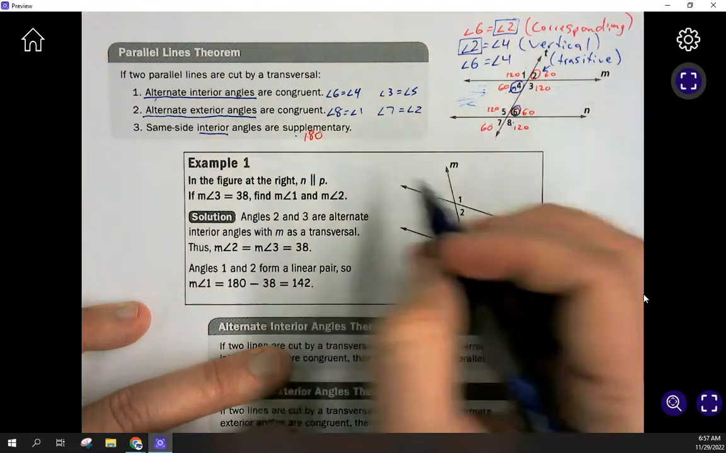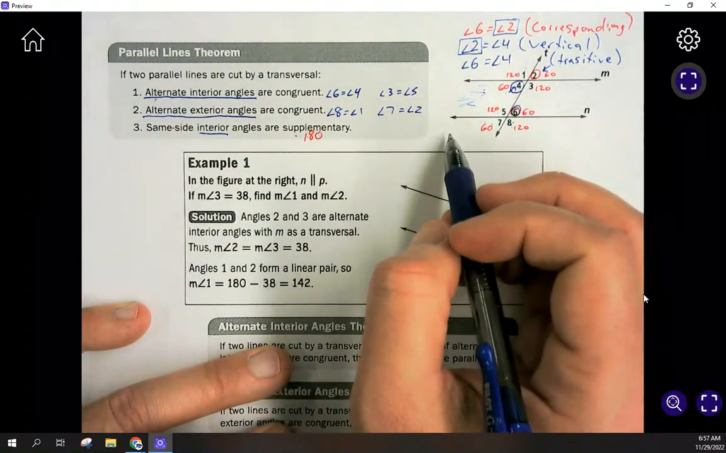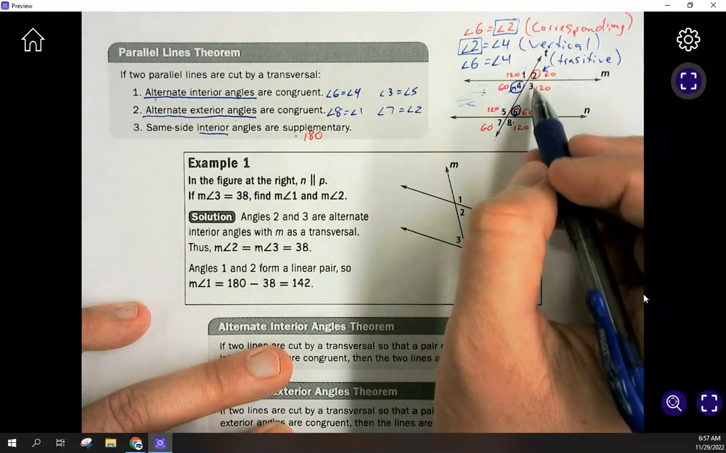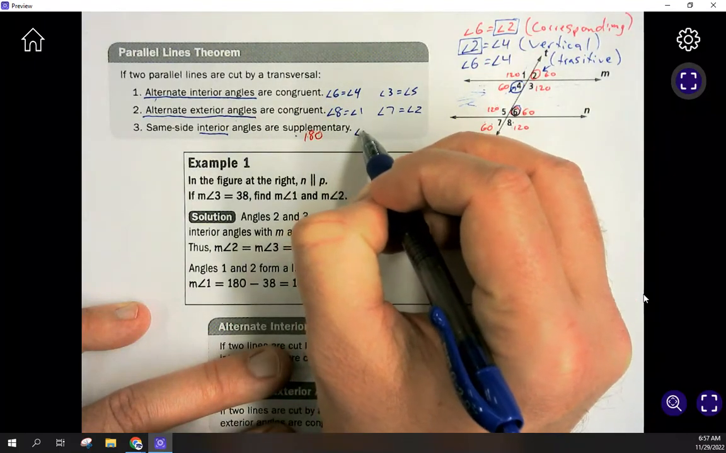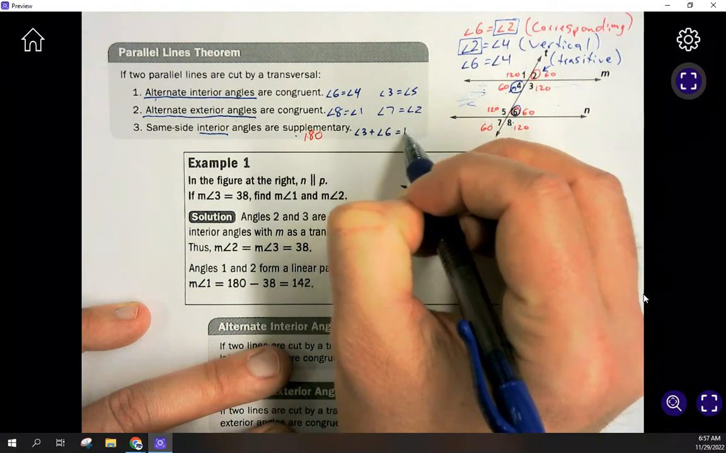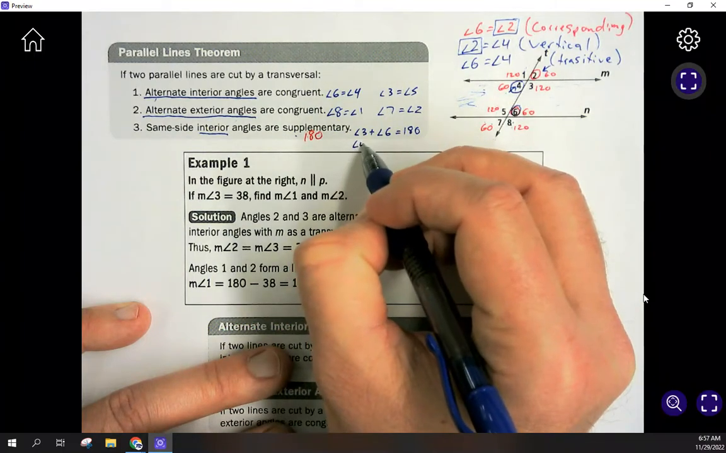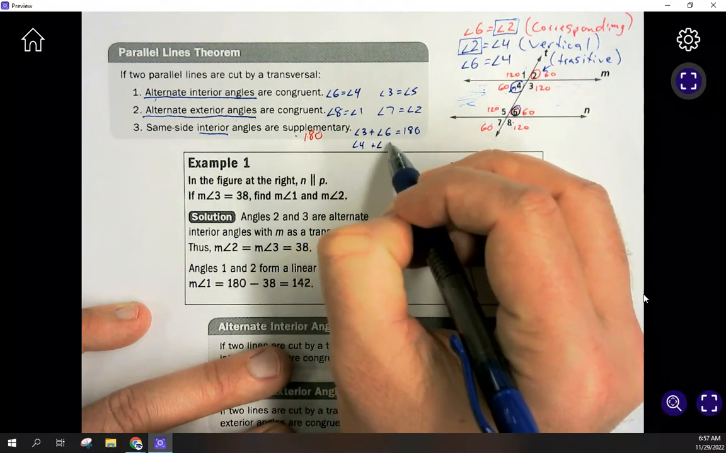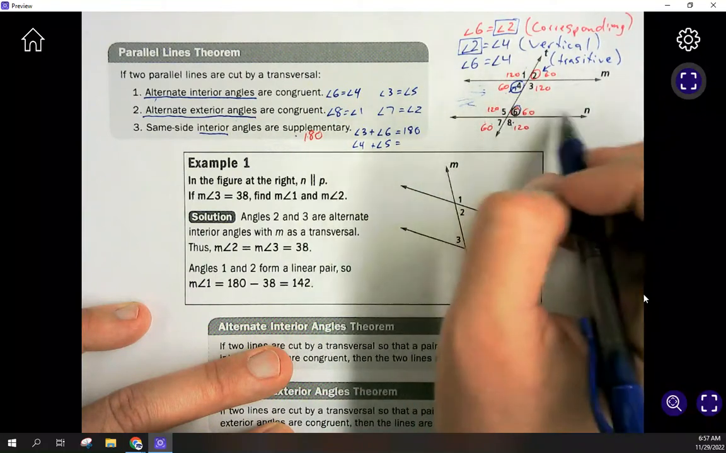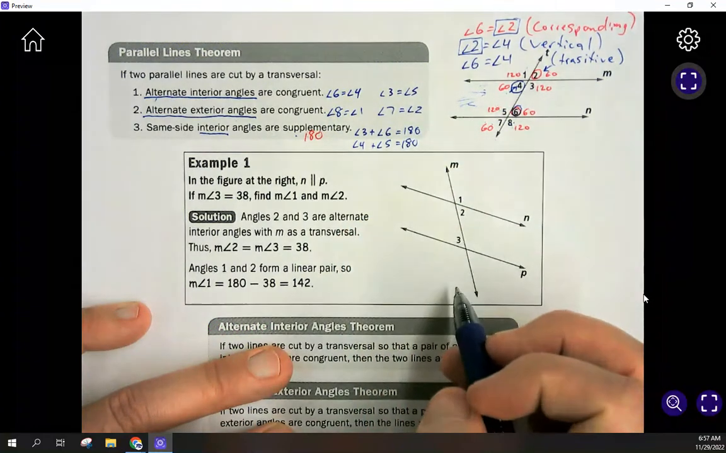And so same side interior angles, we're always allowed to assume that they add up to 180 now based on this theorem. We got all of this proven through our transitive property. So we're talking about angle 3 plus angle 6. They're always going to equal 180. And then my other same side interior, angle 4 and angle 5. Same side interior in between the parallel lines, same side of the transversal, always going to add up to 180.